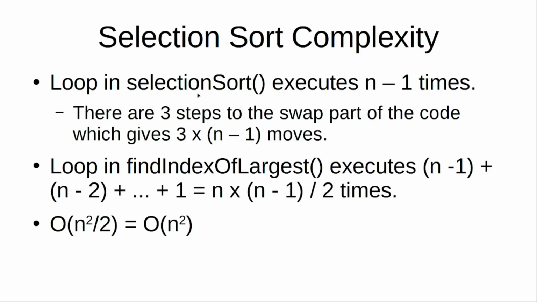The complexity for selection sort is quadratic. The loop in the selection sort portion executes n-1 times, and during that there are 3 steps that are part of the swapping process, which gives us 3 times n-1 moves. And then the loop that finds the index of the largest element executes n-1, and then n-2, and then n-however many times until the sorting space is just a single element. And this evaluates to n times n-1 divided by 2 times.